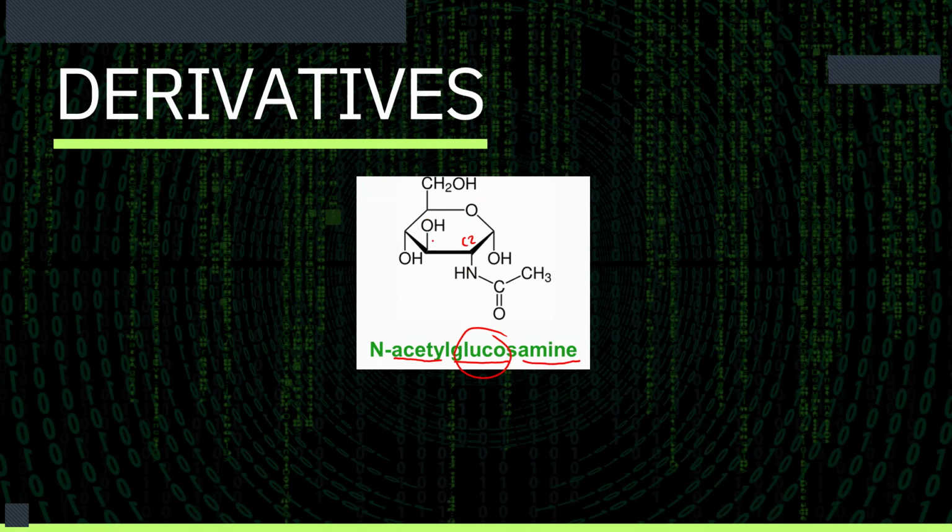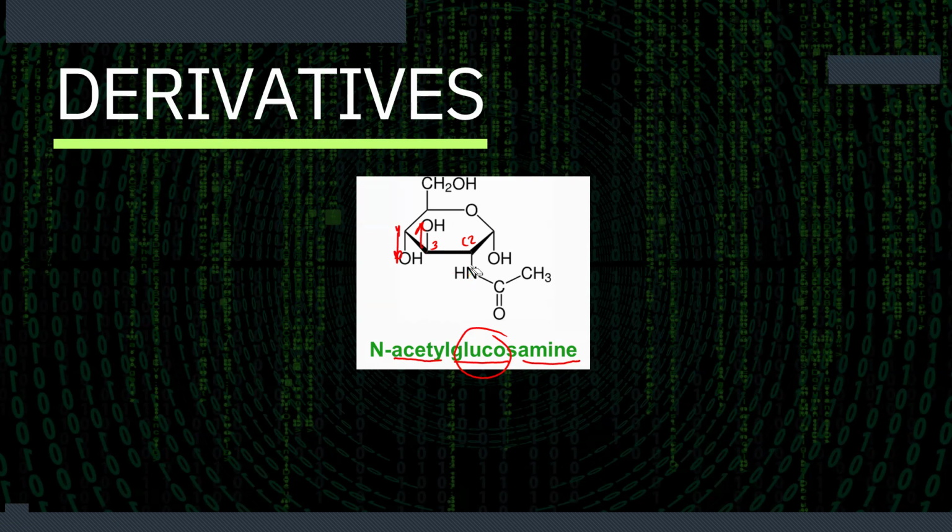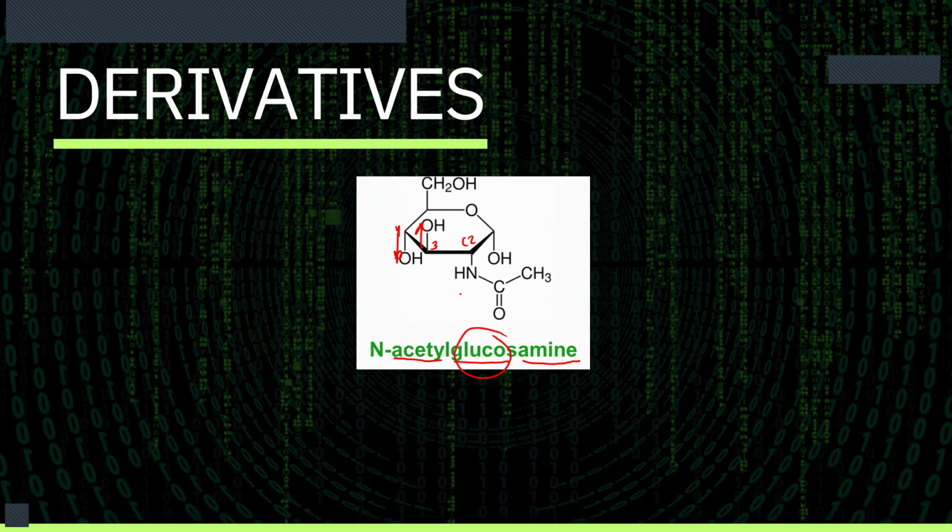Carbon number 2, 3, and 4 follow the pattern of hydroxide groups going downward. So down, up, down. That's our pattern. Down, up, down for 2, 3, and 4. Now, carbon number 2, rather than having a hydroxide group there or an alcohol group there, we have an amino group. Now, that amino group has been acetylated, meaning we added basically an acetyl group to it.